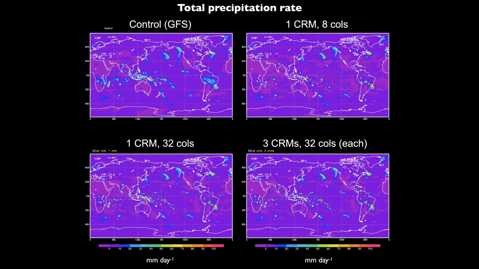But you can see, again, to a large extent, the convective features visible in these precipitation maps are similar, although you can see pretty big differences, for example, here over South America, and a general tendency for the CRM to produce locally stronger precipitation.